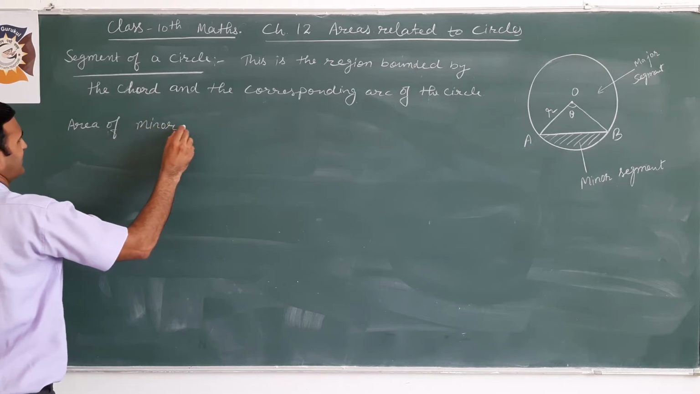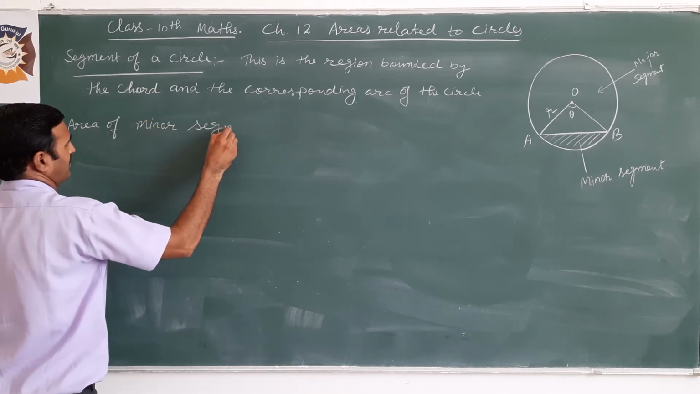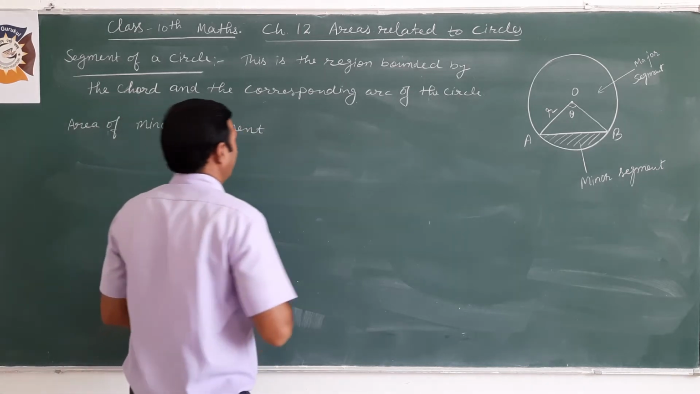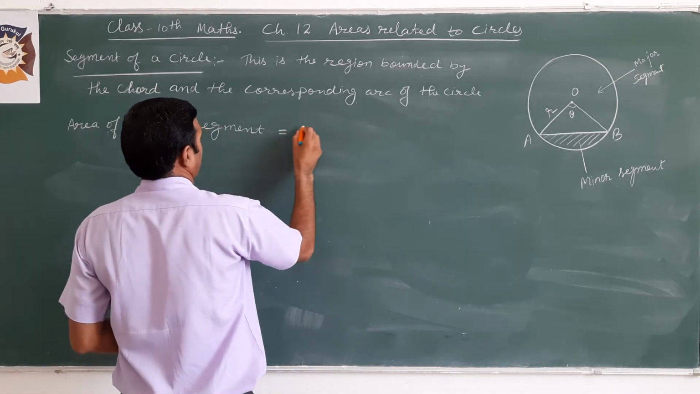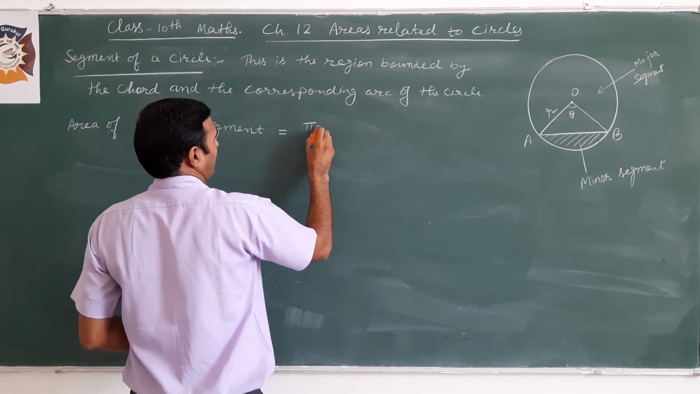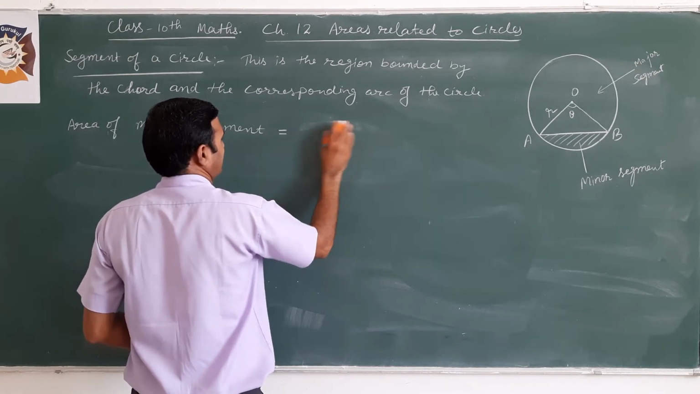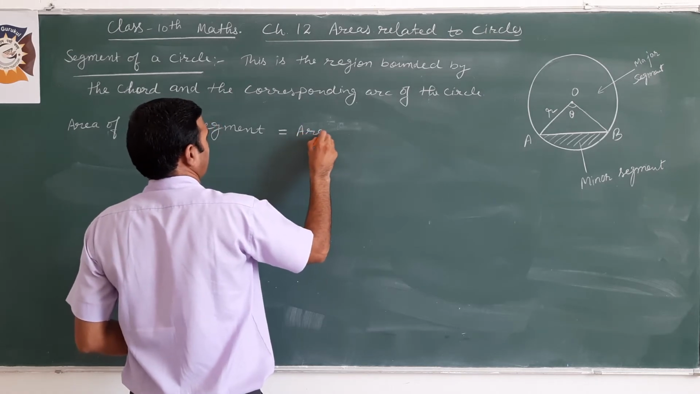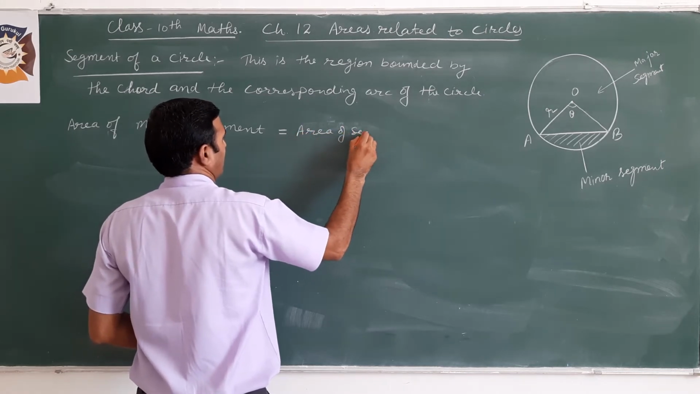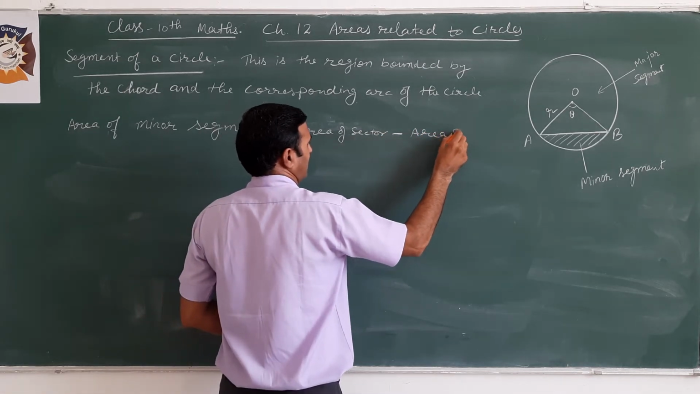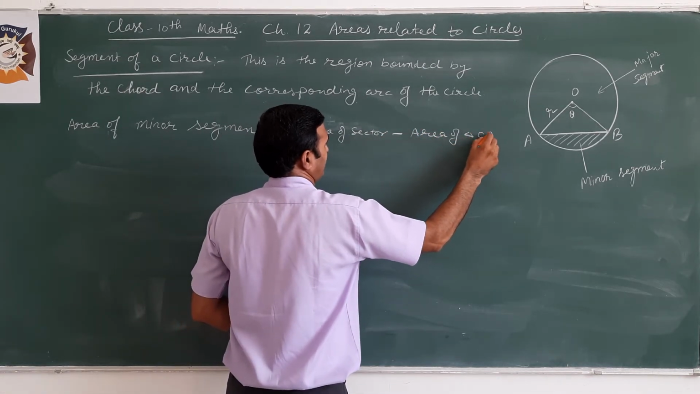So, area of minor segment is pi r square theta, or we can write area of sector, minus area of triangle OAB.